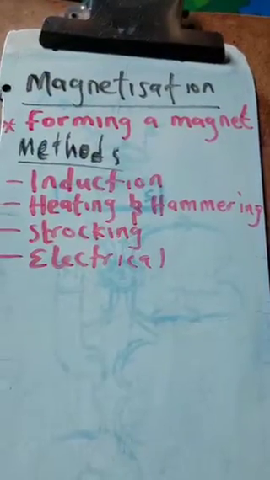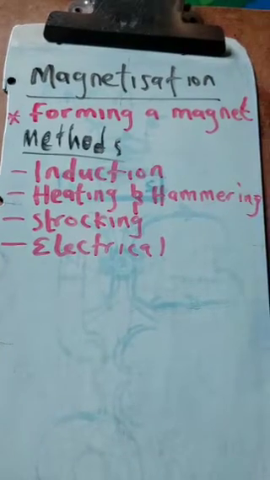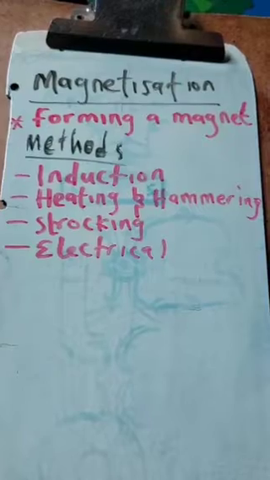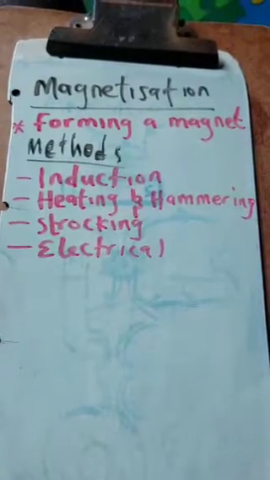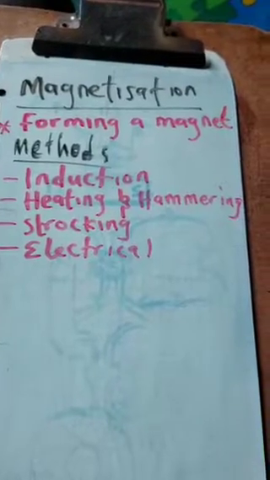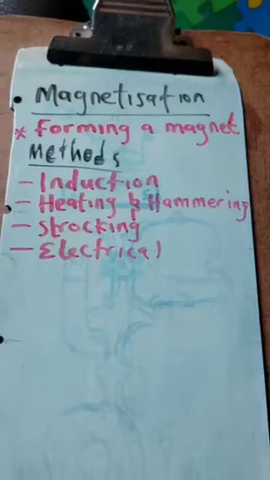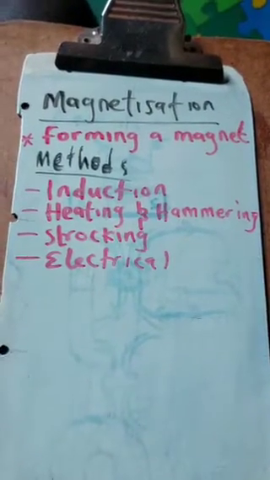Okay, moving on to something else. Magnetization. Magnetization is the process of forming a magnet, the process where you convert a magnetic material into a magnet. So you can convert those four magnetic materials I talked about earlier: iron, steel, cobalt, and nickel. Those can be converted to magnets. That process of converting them into a magnet is what is known as magnetization.